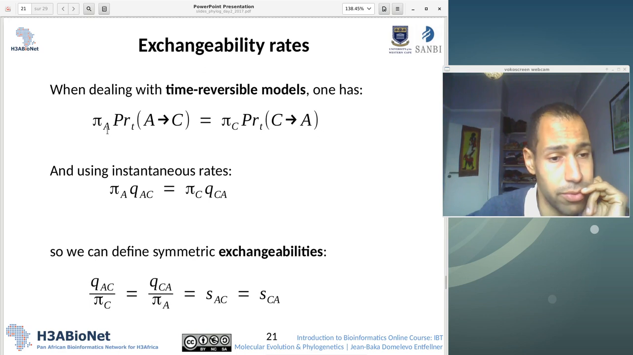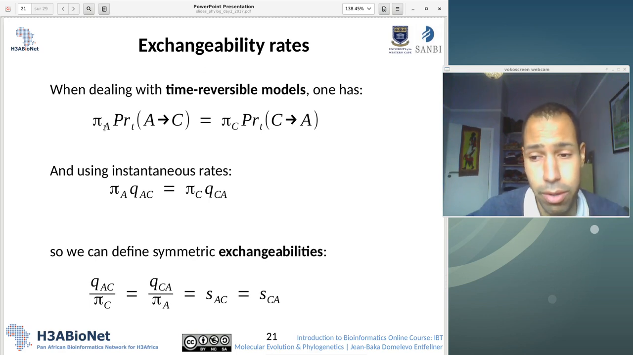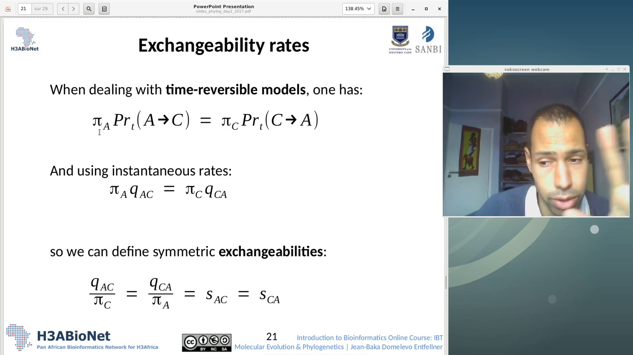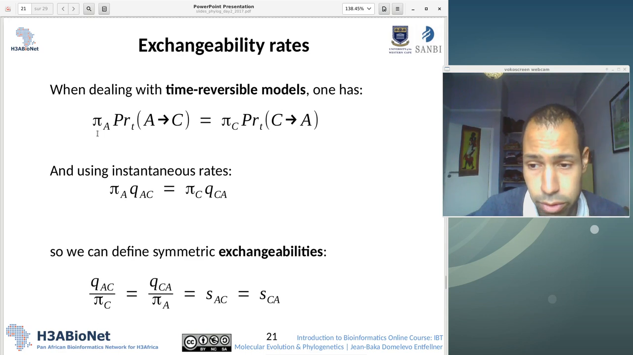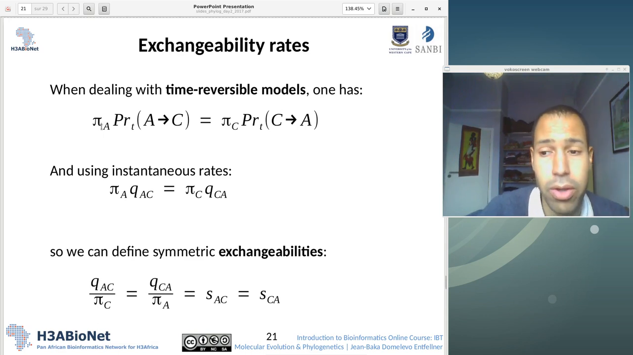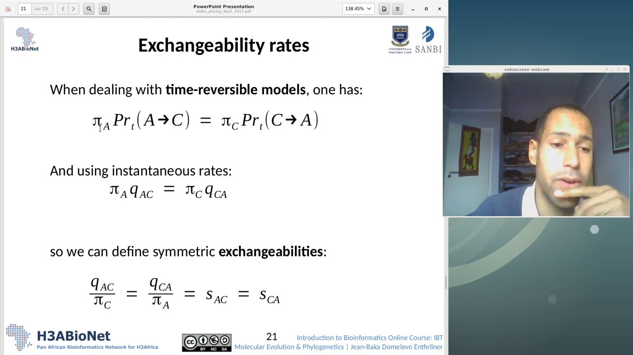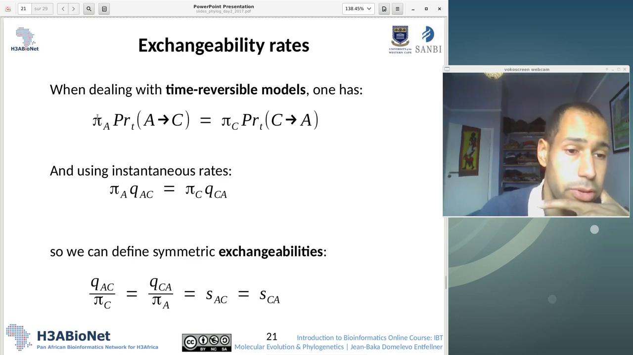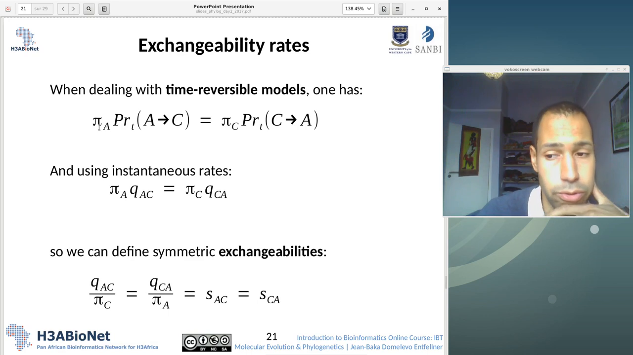Equilibrium probability of A, that's the probability of A a priori without any additional information. I give you a point in the tree, I say without any other information, you don't know where this point is in the tree, what's the probability to have A? That's the a priori probability of A, and that's the equilibrium probability of A. So it assumes that the model is stationary. So we rewrite it like this.